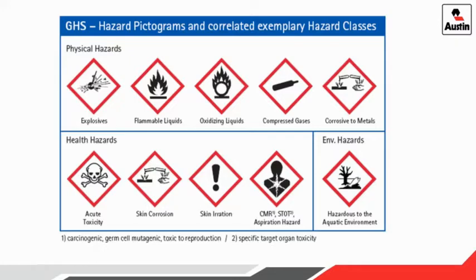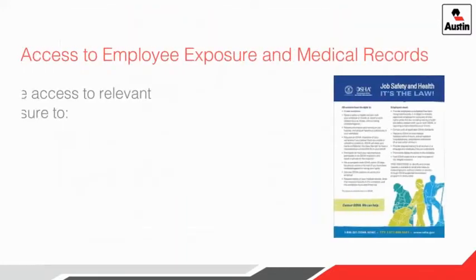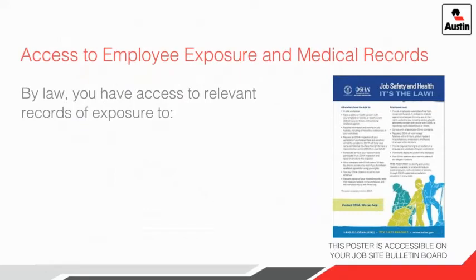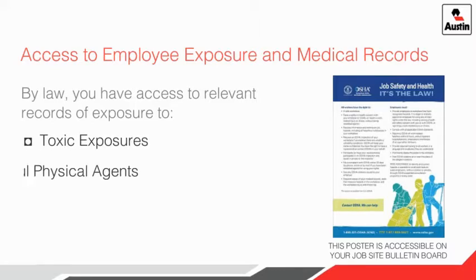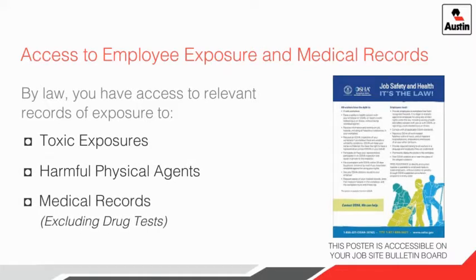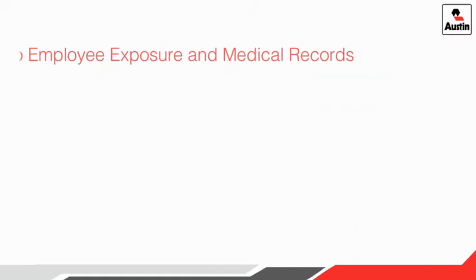In compliance with the Occupational Safety and Health Act, all employee owners have right of access to records of relevant exposure to toxic substances or harmful physical agents and medical records. To access these records, employee owners must contact their supervisor or Austin's Human Resource Department. A copy of OSHA 1910.1020 or 1926.33 is readily available to all employee owners by contacting the Human Resources Department of Austin Industrial.